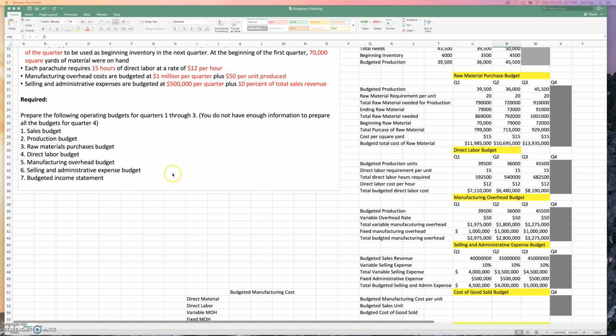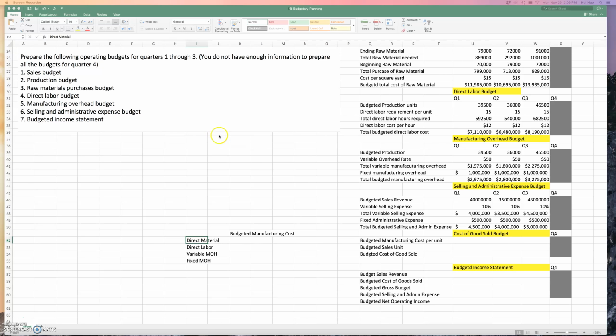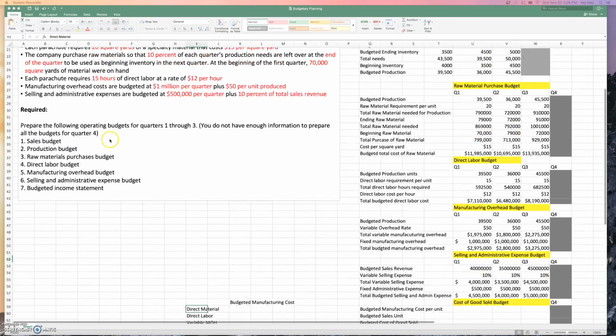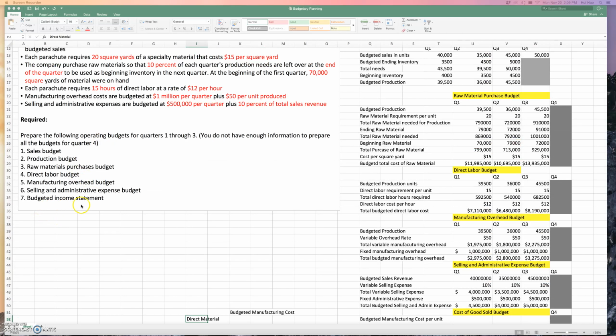And we did the selling and administrative expense. Now we can prepare the income statement. But before we can prepare the income statement, we need to know our cost of goods sold. So we can use our sales revenue minus cost of goods sold to get a gross margin. Then we can deduct the selling and administrative expense to get our net operating income.